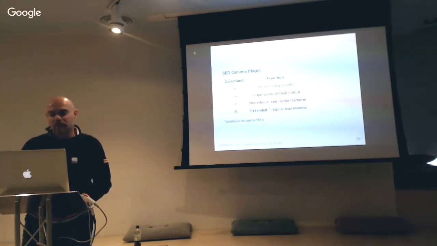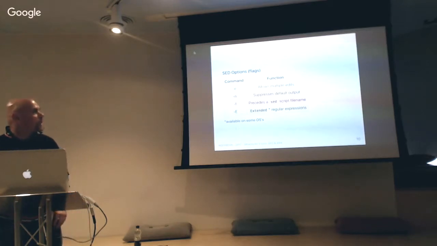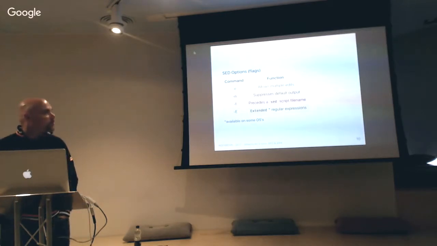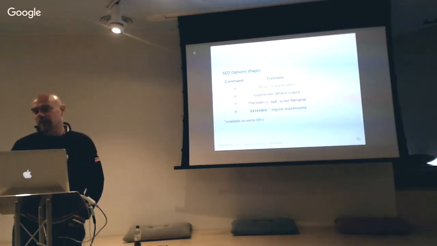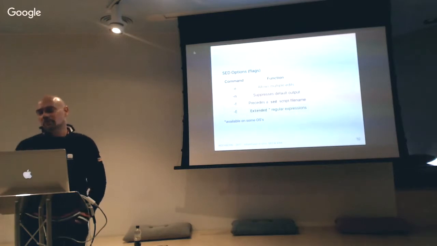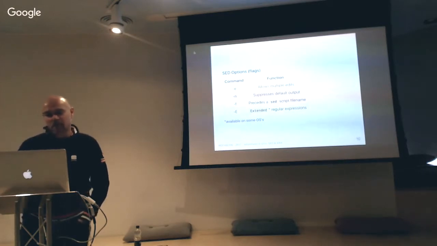Okay, and then you've got some flags. So we saw one, which was minus n, which suppresses the default output. These are typical Unix flags. You pass them after you've invoked the utility with the name of it, you pass the flags and then whatever the commands are that you want.